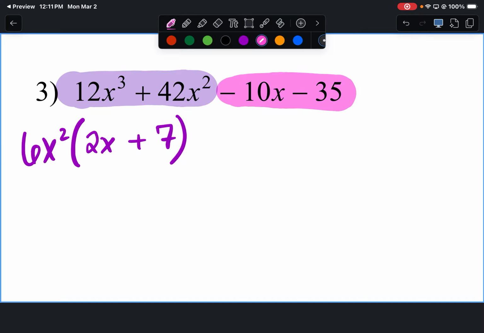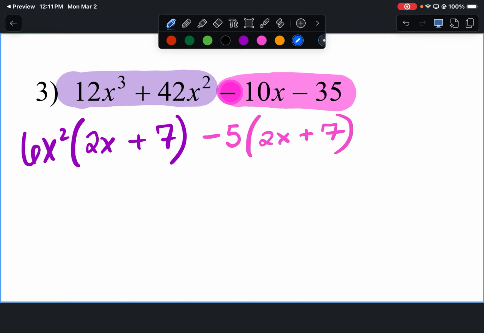All right. For the second half, what do I need to take out? What's the greatest common factor? Not just 5, but negative 5. Anytime that first term is negative, we're going to take out a negative 5, which gives us 2x plus 7.